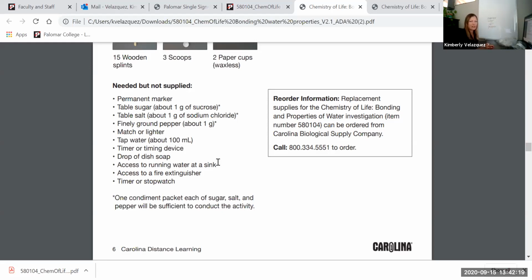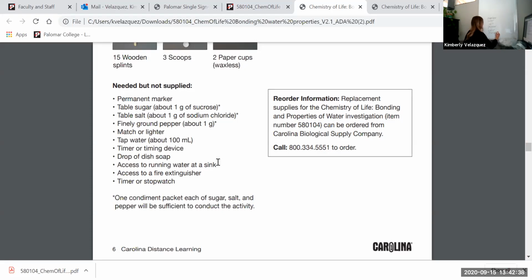So you don't need a match or lighter. You do need some water. And you have a timer on your phone. You're going to be using a timer almost every week in lab, so you do need a timer on your phone. And then you just need one drop of dish soap.